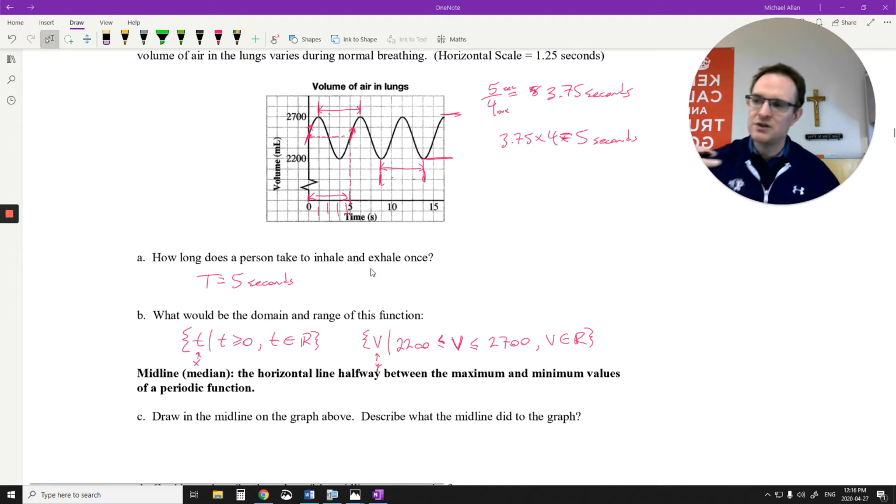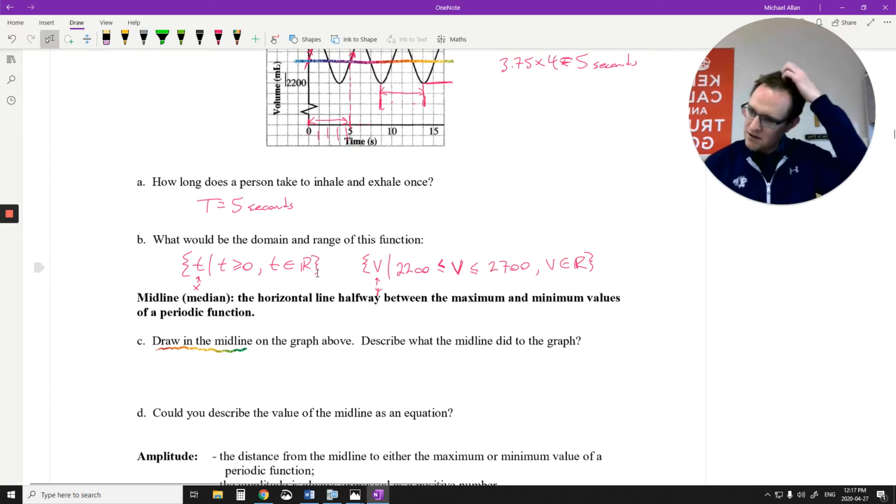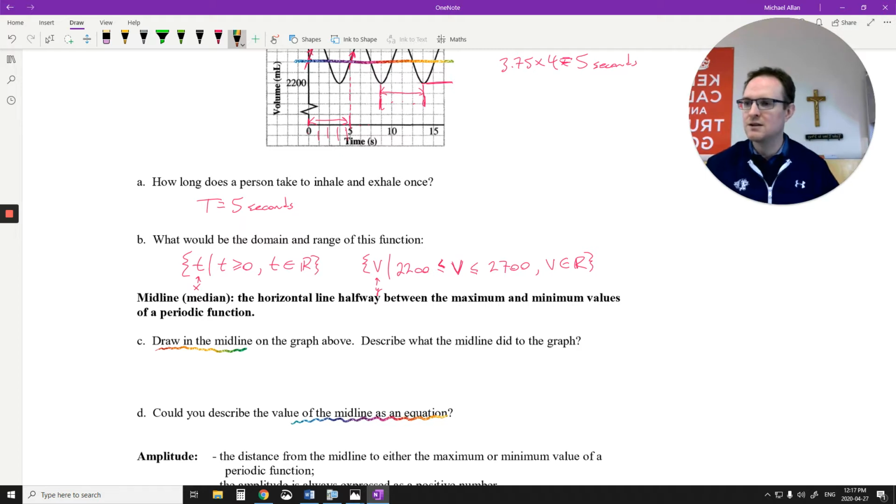Now the midline is just what line cuts this graph straight in half. So if I were to draw the midline on this thing here, we use this little fancy color thing to do. I'm going to draw a line that goes right down the middle. Most of the time you just eyeball this. There's my midline. And what I'm going to do is I'm going to give it a name. I'm going to give it an equation, right? So what would the value of the midline be as an equation?